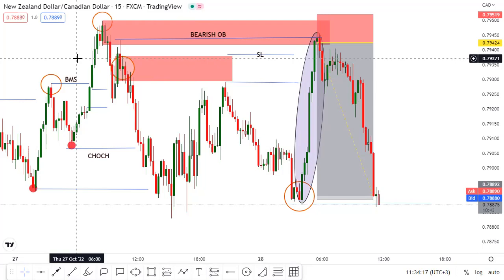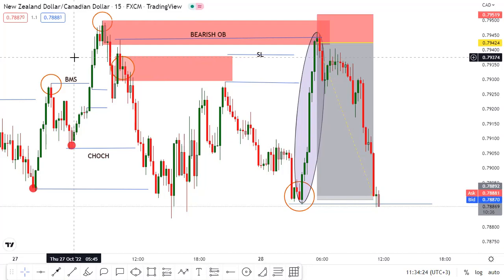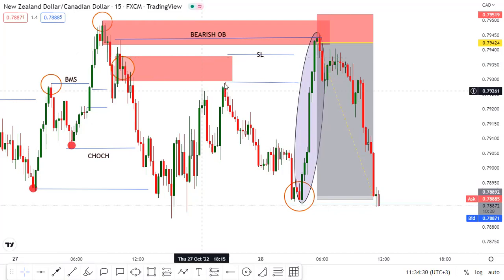That's my rule. And I also have to see liquidity. I have to see that the market is taking out some early sellers. I have to see any area where the market is creating liquidity. And you can see here the market created liquidity.